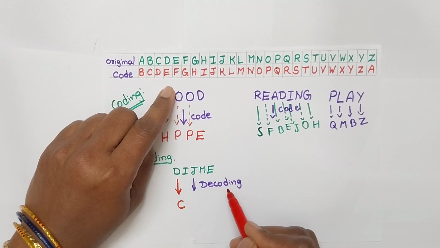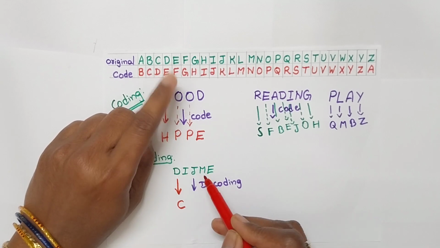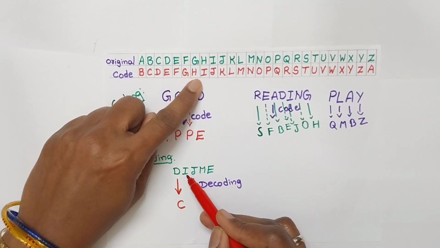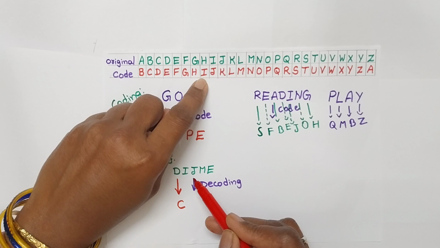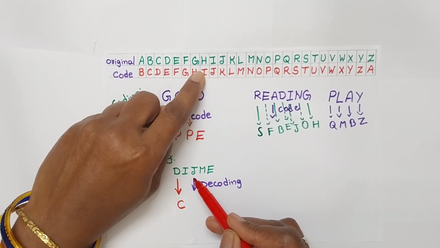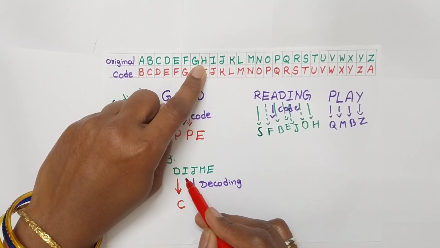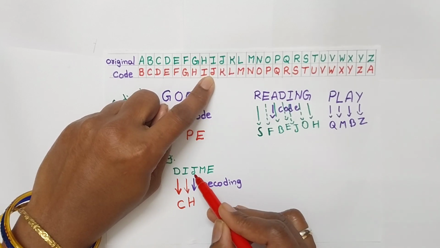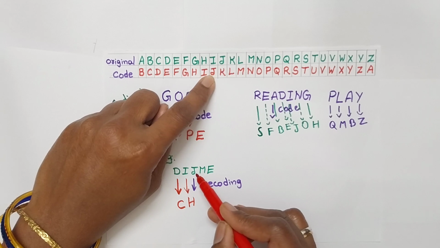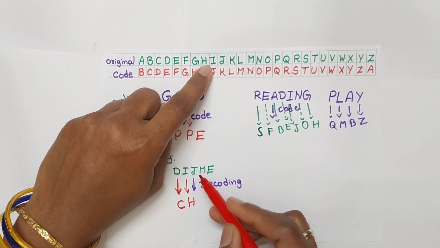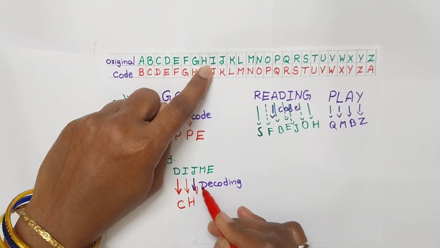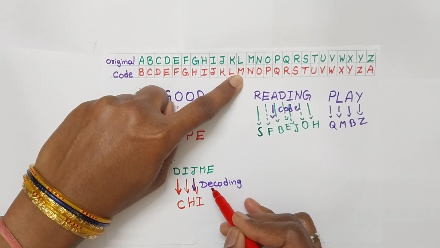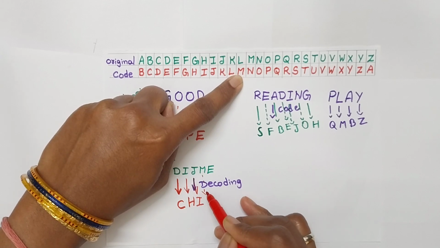As we are doing decoding, we have to check the letters in the second line and take the letters from the first line. So we check I in the second line. Here is I. What is the original text of I? H. And check the J in the second line. Next is J. For J, what is the original text? I.